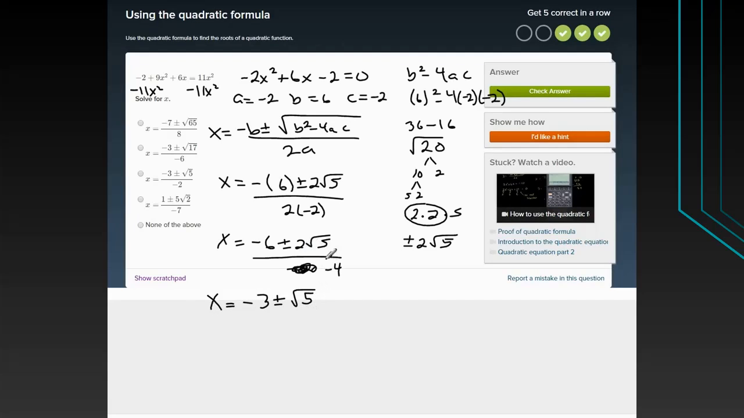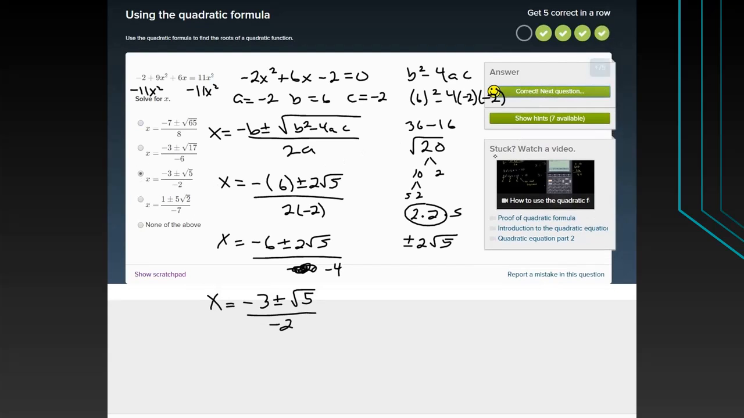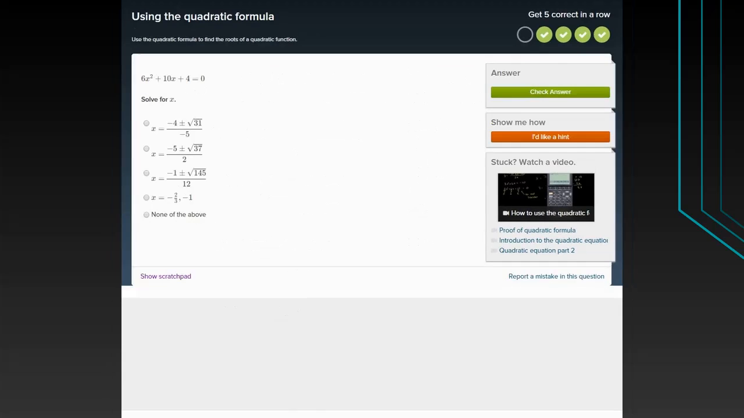Remember again, we don't divide the 5, just the number in front, all over negative 2. That's why I was jumping ahead when I said the negative 2 in the first part. So I have negative 3 plus or minus square root of 5 over negative 2. Now, is that answer one of the answers there? Yes, it is. It is that answer right there. So we'll hit check answer, and that's the correct answer.